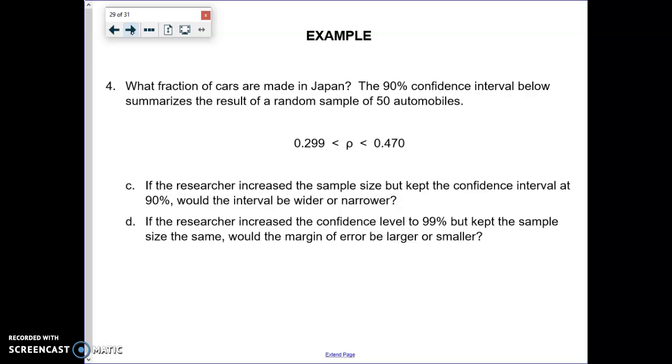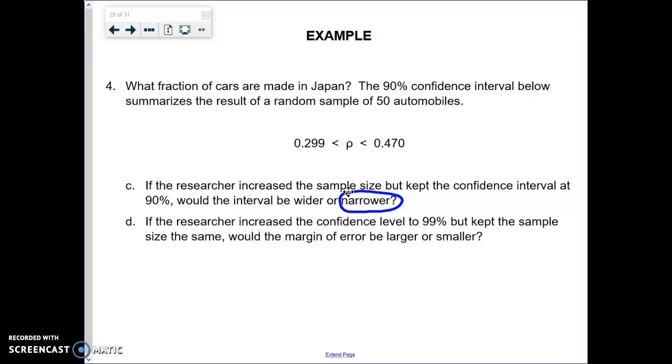Now remember, if you increase the sample size, that means your sampling distribution has less variability. Less variability, ladies and gentlemen, means that your confidence interval is going to get narrower. So if you increase the sample size, keeping everything else the same, you get a narrower interval. That's why some people, if they don't want to mess with their confidence level, get a larger sample, and that creates a narrower interval.